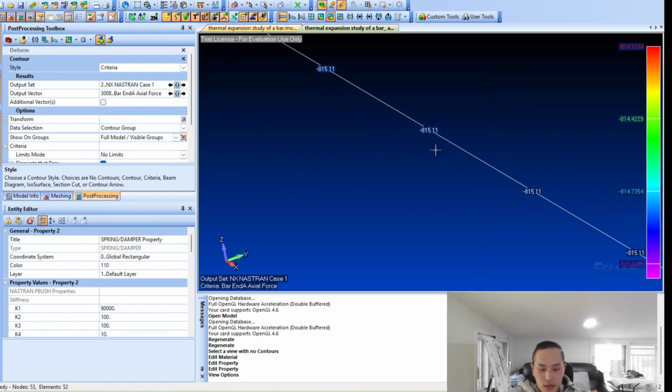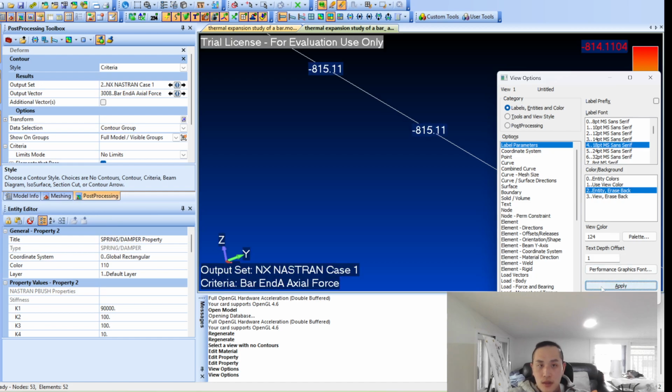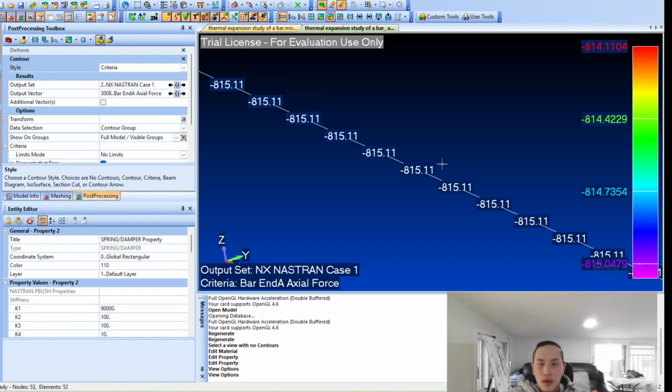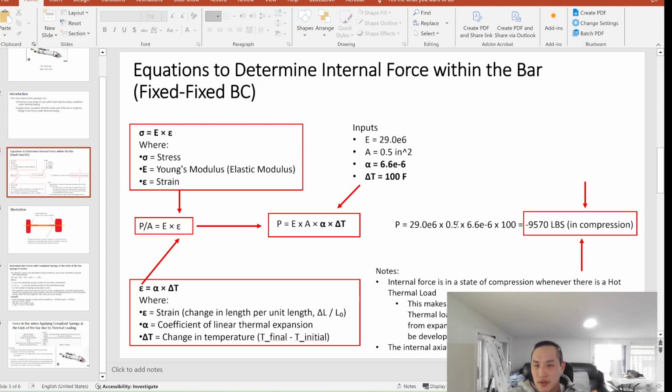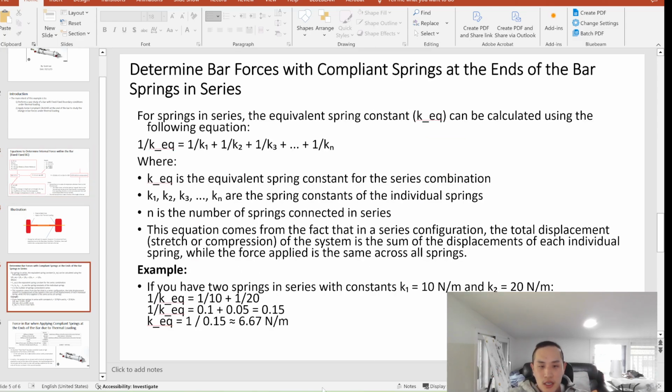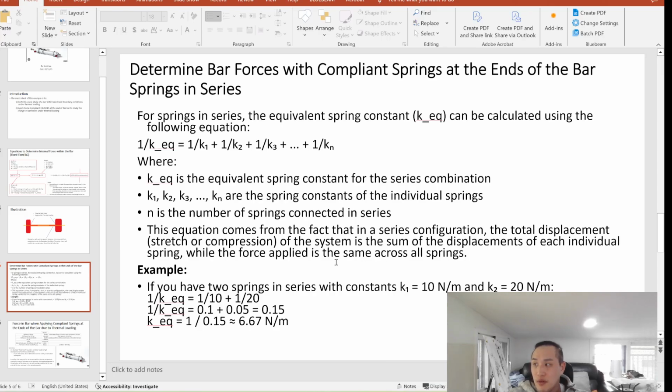850 pounds, as you guys can see here. Let me make that bigger so it's easier to see. Okay, so let's go back to the previous example. I calculated 9,570 pounds for a fully fixed system, and now we're seeing 815 pounds of compressive force. So that's nearly an order of magnitude decrease in the bar forces.